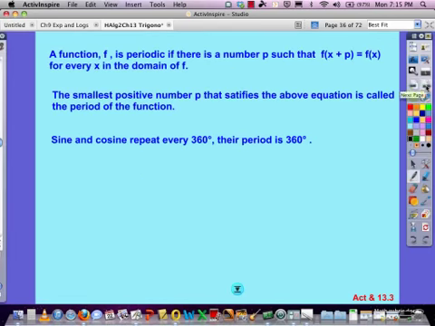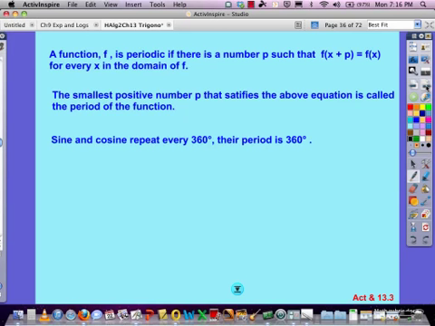All right, one other function is what we've just done basically. If we keep twirling in these rotations, you know some of them are going to start repeating. Well, that periodic or repeating effect tends to be called its period. So reading here, a function is periodic if there is a number p such that f of x plus p equals the original f of x for every x in the domain of f. The smallest positive number p that satisfies the above equation is called the period of the function.